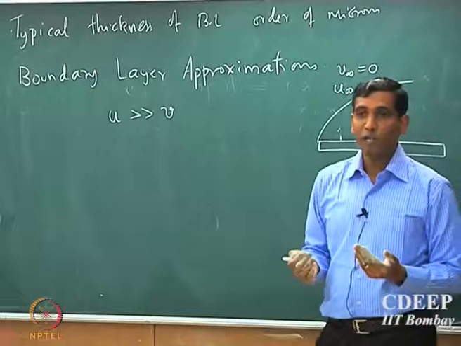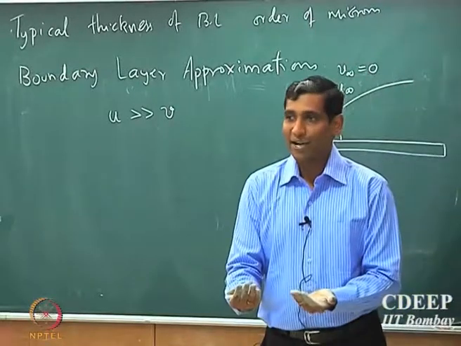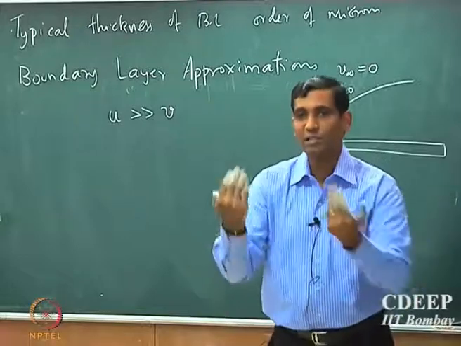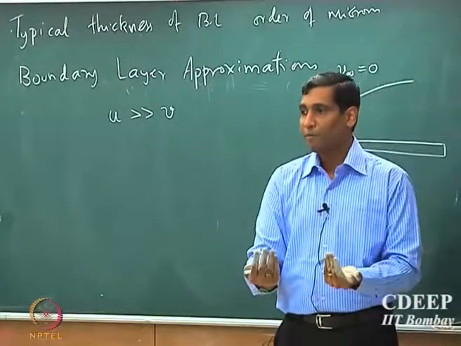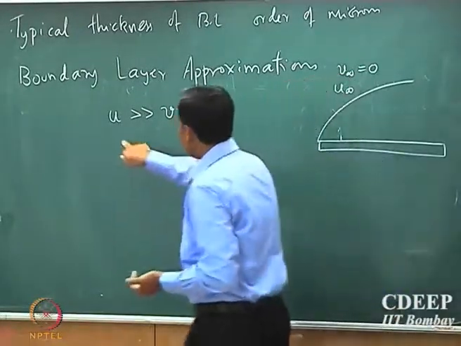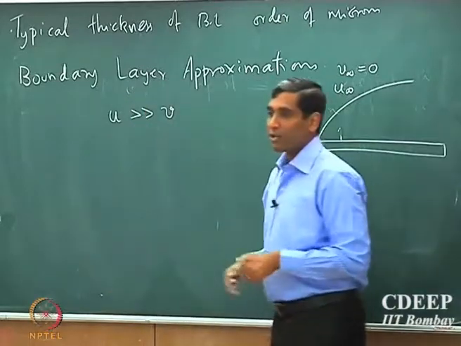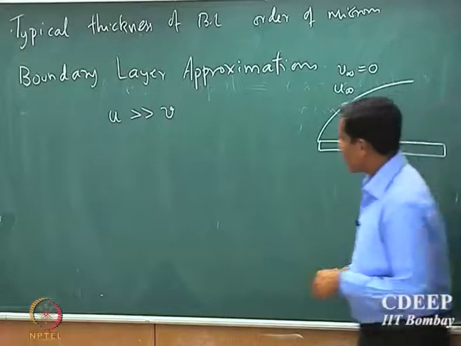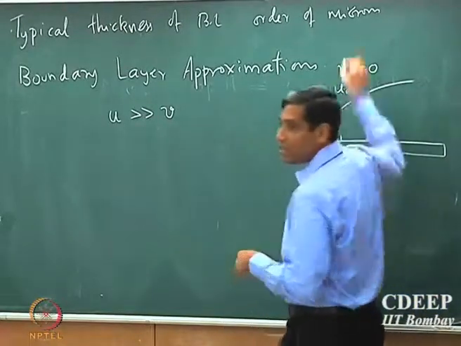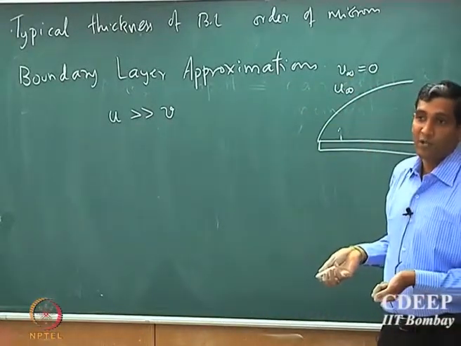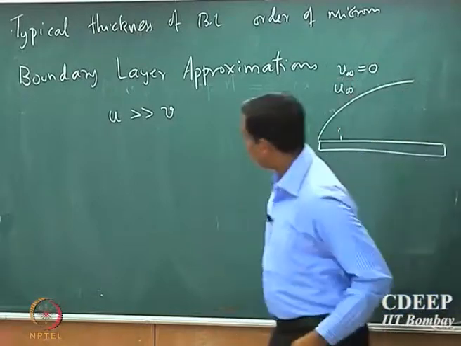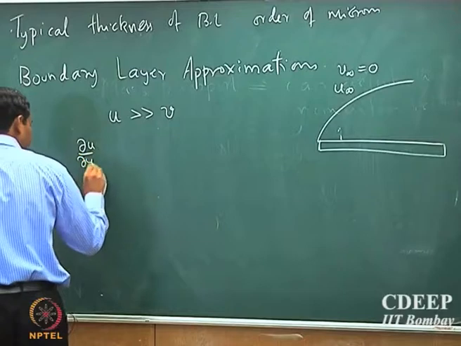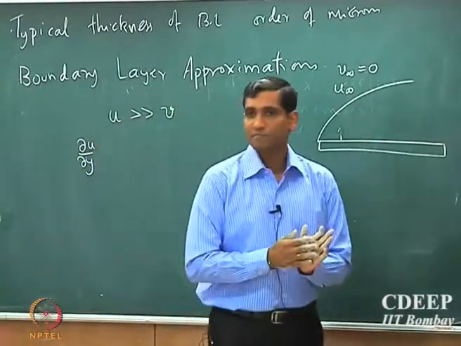And also the flow is because of the pressure gradient, because there is an external pump which is actually forcing the fluid to flow past the object. So therefore the x component velocity is much larger than the y component velocity. Note that there is no pumping in the y direction, it is only the x direction flow. What about du by dy? What can we say about the gradients?